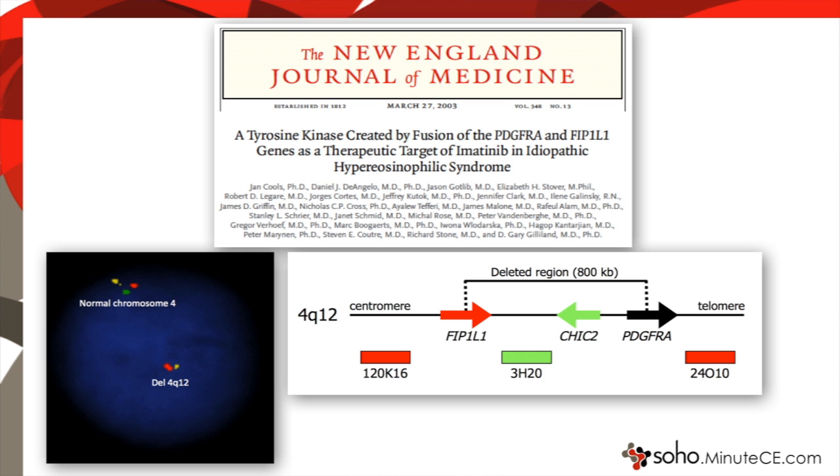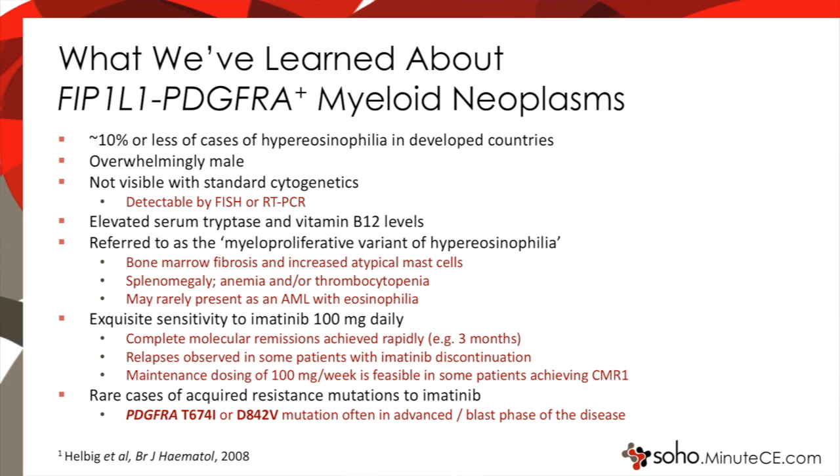Let's first briefly talk about the entity, FIP1L1-platelet-derived growth factor receptor alpha myeloid neoplasms. This is due to an interstitial deletion in chromosome 4q12, which deletes the CHIC2 gene, and thus one of the diagnostic tests for this entity is FISH for the CHIC2 deletion. With this deletion, we bring together the genes FIP1L1 and platelet-derived growth factor receptor alpha, and this is a fusion oncogene which drives the eosinophilia. We now have more than a decade's worth of experience about this entity.